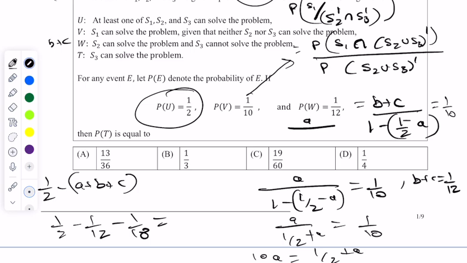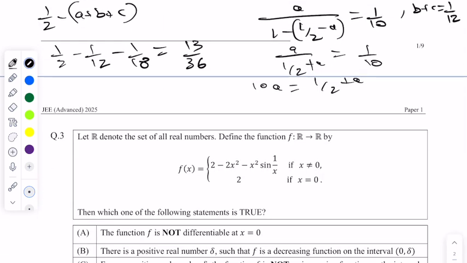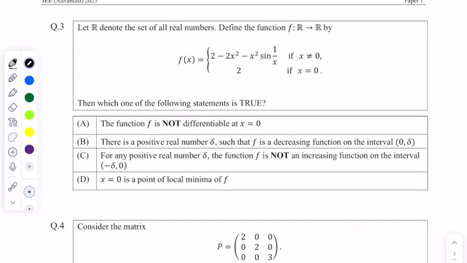So if we simplify this, we are going to get 13 by 36. Yeah, so this is what we could have done in the second one. Using a Venn diagram, we could have proceeded with this one. Let's come to the third question.